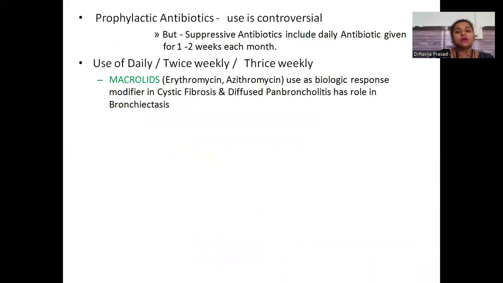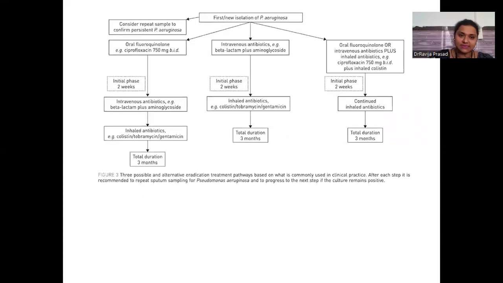Prophylactic antibiotic use is controversial, but suppressive antibiotics include daily antibiotics given for 1 to 2 weeks each month, or use of daily, twice weekly, or thrice weekly dosing. Macrolides like azithromycin are used as biologic response modifiers in cystic fibrosis and diffuse panbronchiolitis. Now, this is the first new isolation of Pseudomonas aeruginosa, and how you can give the treatment if the person with bronchiectasis is affected by P. aeruginosa.